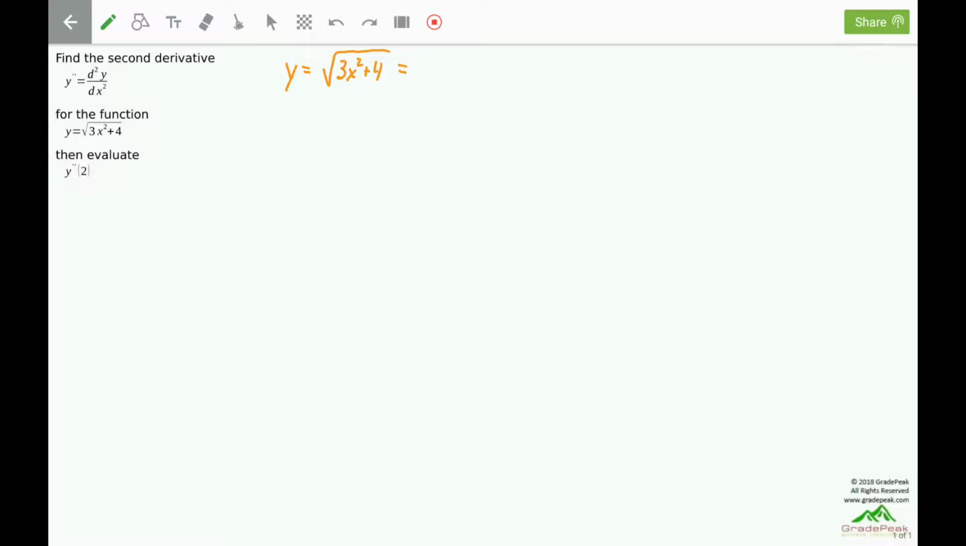Before we take the derivative, let's rewrite the square root as first power second root, so we will have 3x squared plus 4 to the 1/2 power. Our first derivative, y prime or dy dx, will be found by starting with the power, bring it down, leave the inside alone, 3x squared plus 4, subtract 1 from the power, I will call that 2/2, and now multiply by the derivative of the inside to complete the chain rule.